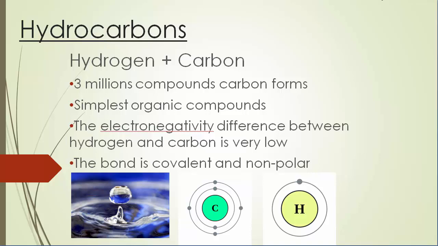In the meantime, carbon is the only one in periodic table that has property that can make it possible for living systems to develop. It can have very complicated structures, but now we are only talking about these two elements, hydrogens and carbons, and it forms the simplest organic compounds. One characteristic of hydrocarbon is that the electronegativity difference between hydrogen and carbon is very low. Therefore, the bond is nearly non-polar.